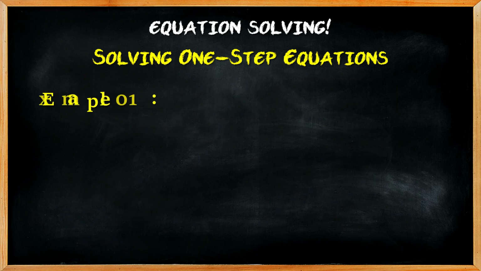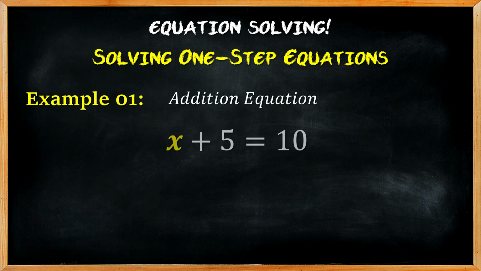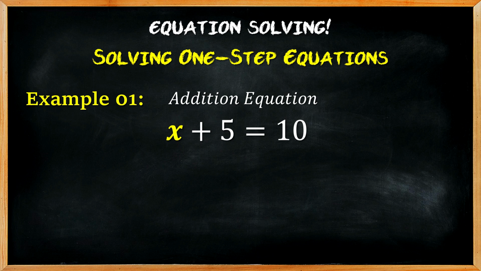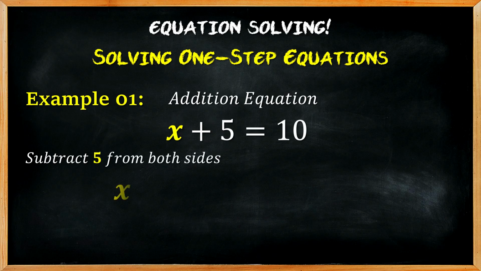Let's solve our first example. x plus 5 equals 10. To isolate x, we need to eliminate the 5 that's being added to x. Since 5 is being added to x, we use the inverse operation, subtraction. We subtract 5 from both sides to maintain equality.